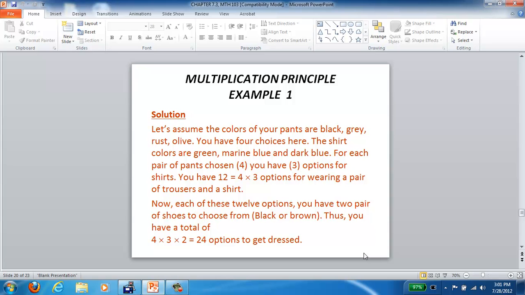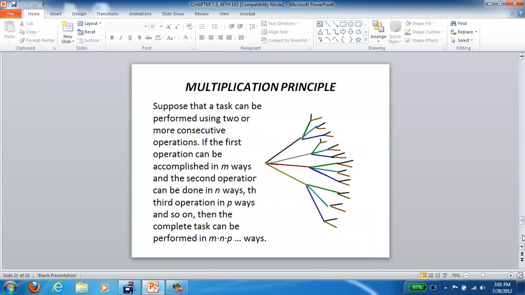So simply you multiply the different options. 4 times 3 times 2. And this is going to give you a total of 24. You can create a decision tree, and this is how the decision tree is going to look like. Again, you multiply m times n times p. Decision tree, you will cover it more in POM 333.